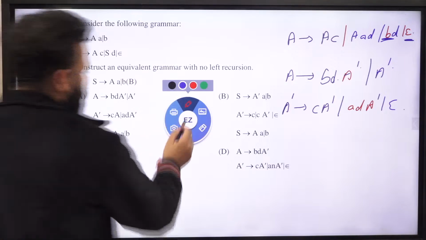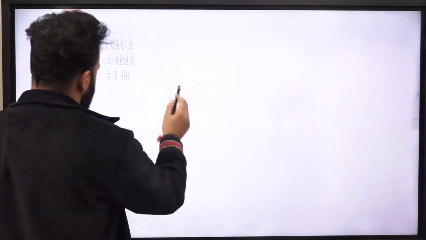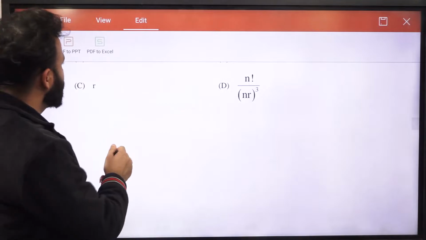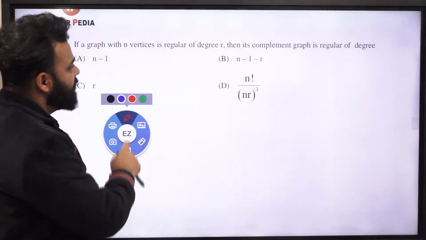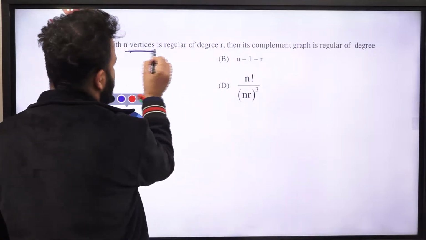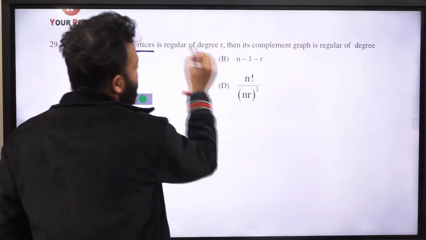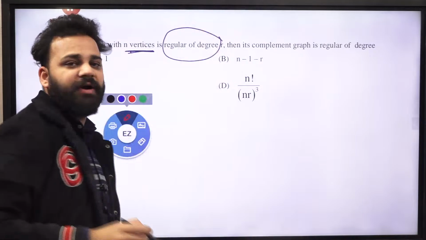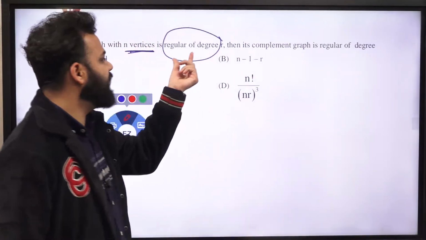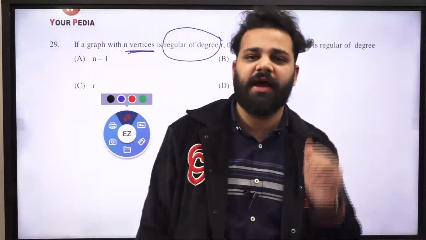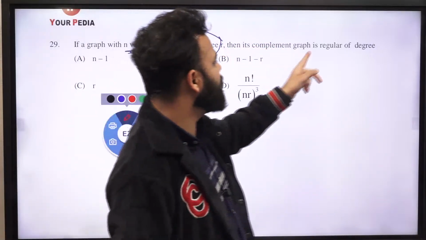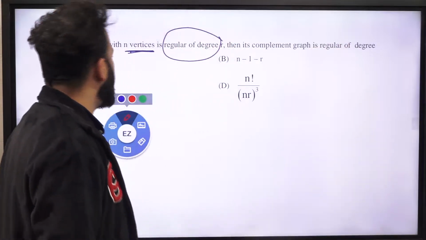Okay, so next is, if a graph with n vertices is regular of degree r. So the graph has n vertices and degree r, it is a regular graph. What do we mean by regular graph? A regular graph is a graph which has the same degree on all the vertices. So everyone will have degree r. Then its complement graph is regular of degree what?